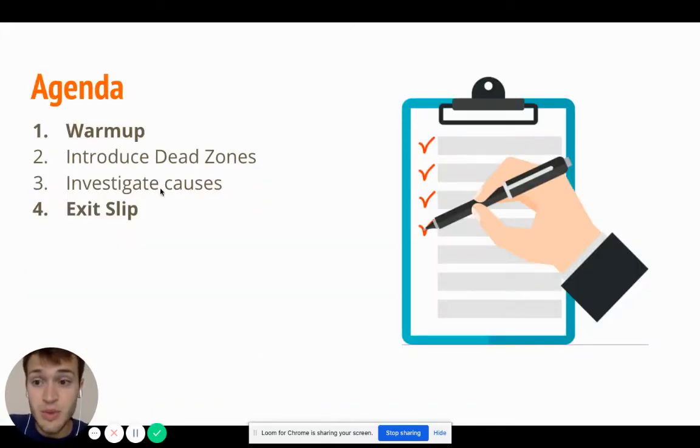So today's agenda: we just did the warm-up, which was looking at the picture of fish and guessing what might have happened. Next, we're going to introduce dead zones. And then we're going to investigate the causes of dead zones. And finally, we'll do our exit slip.